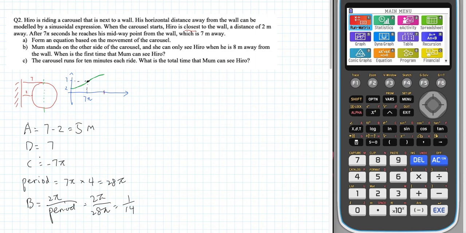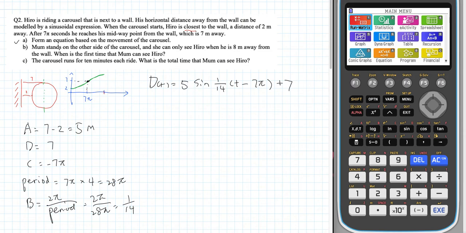Nice. Now with A, B, C, D, we can figure out what this equation is going to be. The distance equals 5 sine of (1 over 14 t minus 7 pi), and the whole thing shifted up by 7. Alright, so excellent. Number 1 sorted, we formed the equation.